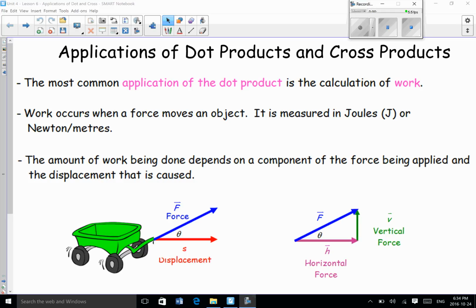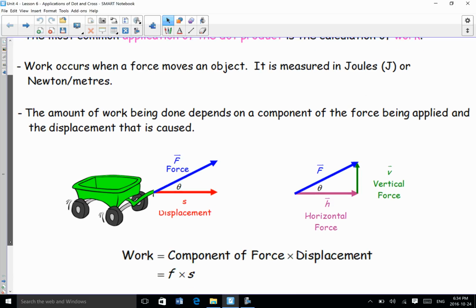In this lesson, we're going to take an examination of some of the more common applications of dot products and cross products. We'll talk about dot products first. One of the most common applications is the idea of work. We started looking at this when we looked at vector projections. And work happens when you move an object.